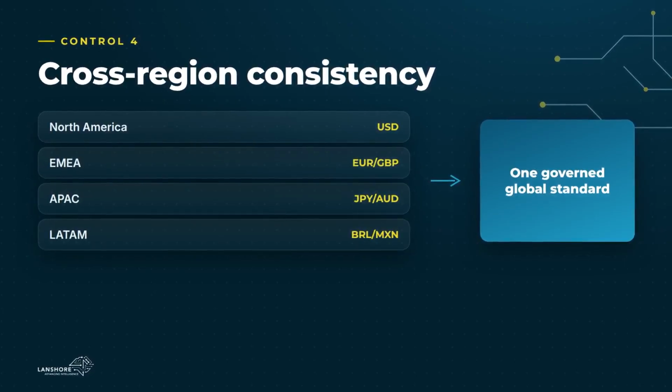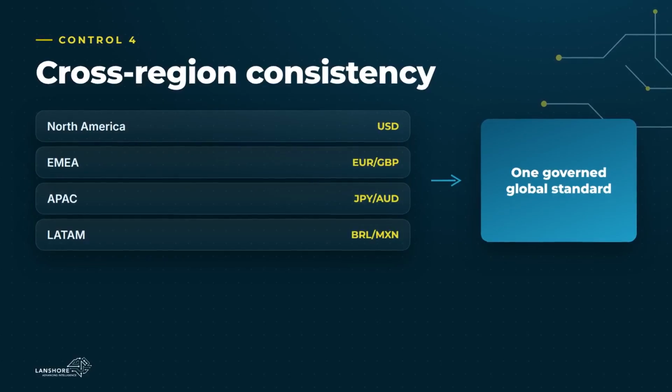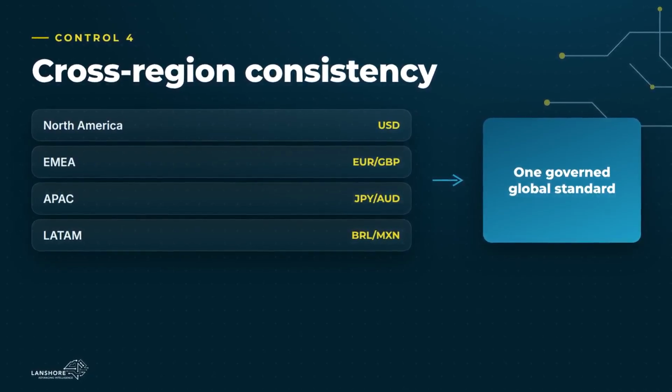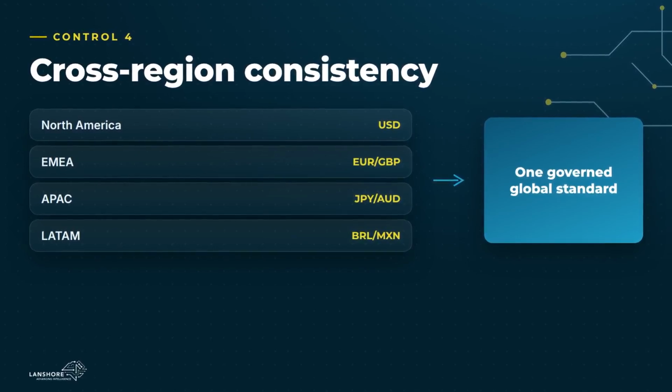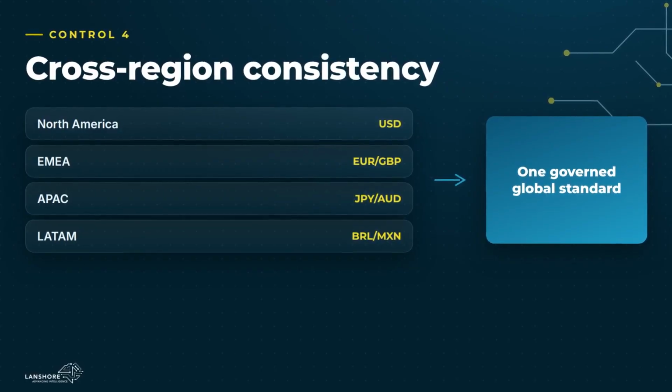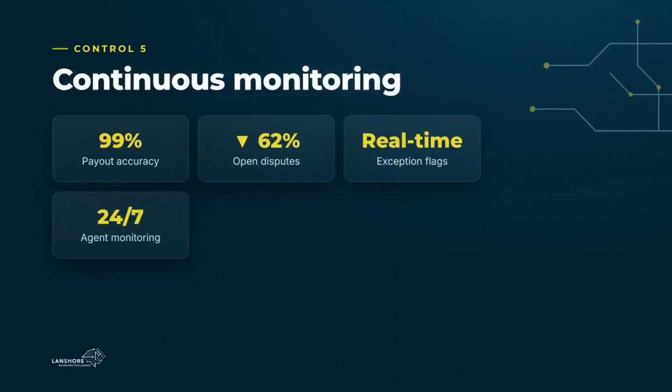On screen, you can see multiple regions rolling up into a single governed view. Local plans on the bottom, one consistent standard on top. Local teams get the flexibility they need. Leadership gets the numbers that actually compare across regions. Lanshore's clients run this across multiple countries and multiple currencies on one governed framework.